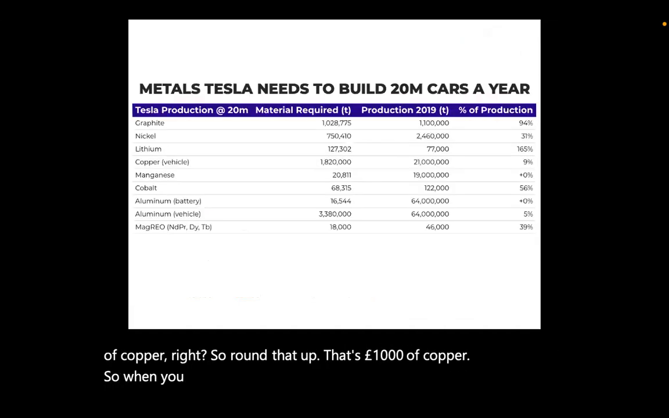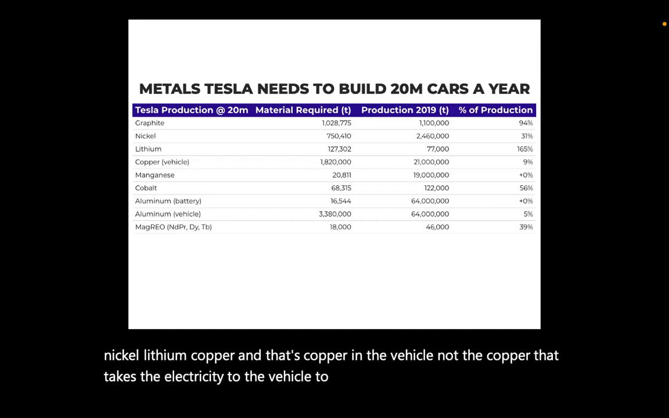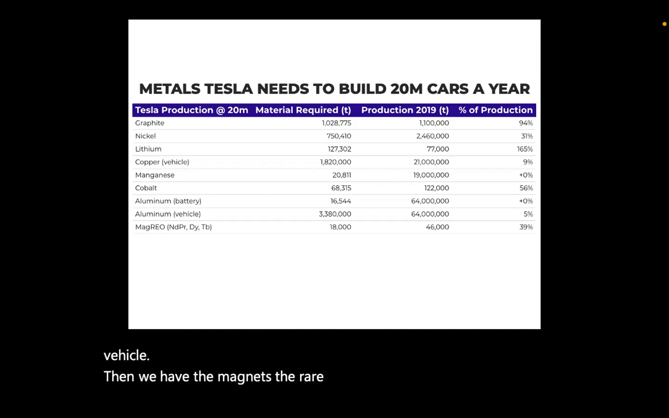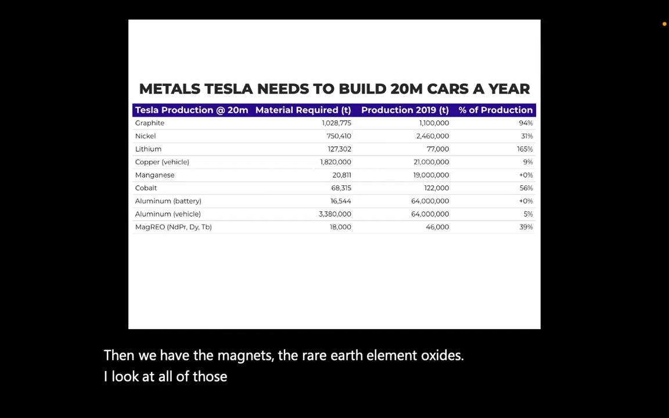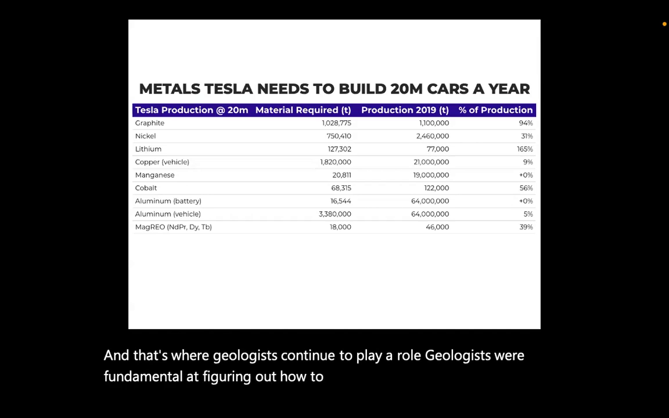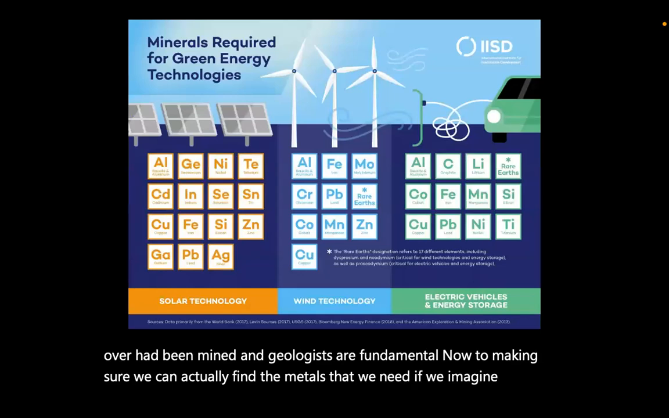So when you look at all of these metals, right, here's a list. Graphite, nickel, lithium, copper, and that's copper in the vehicle, not the copper that takes the electricity to the vehicle to charge it. Manganese, cobalt, aluminum, aluminum in the battery, and then aluminum in the vehicle, okay? Then we have the magnets, the rare earth element oxides. I look at all of those metals and I think, where do they come from? And that's where geologists continue to play a role. Geologists were fundamental at figuring out how to find coal when all the coal we tripped over had been mined. And geologists are fundamental now to making sure we can actually find the metals that we need if we imagine a world that is carbon neutral.